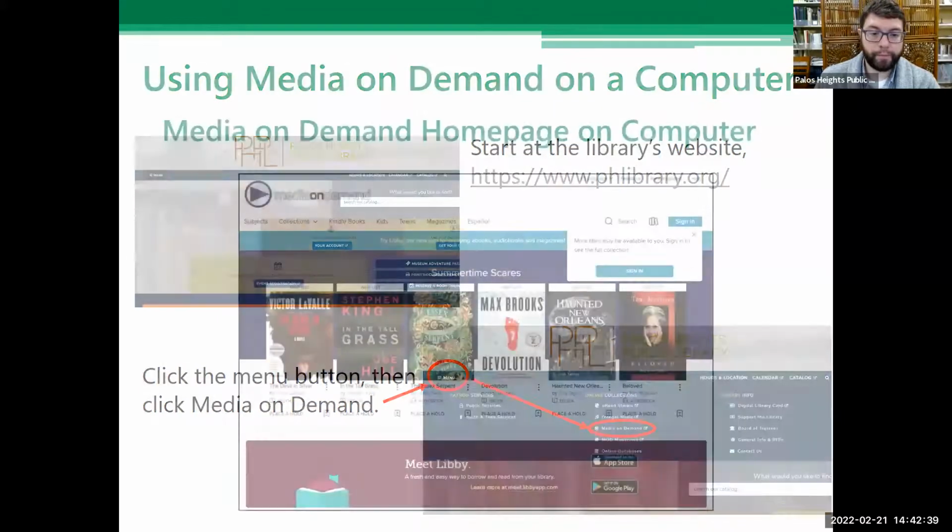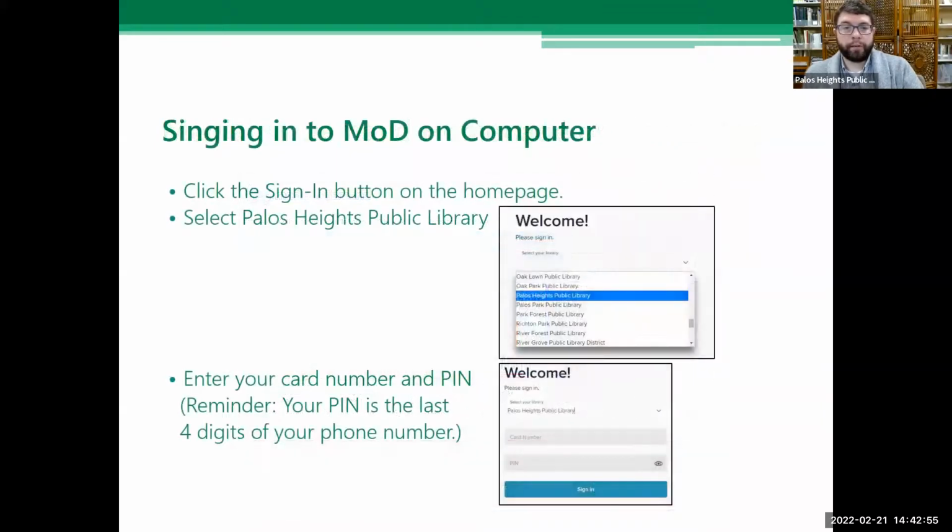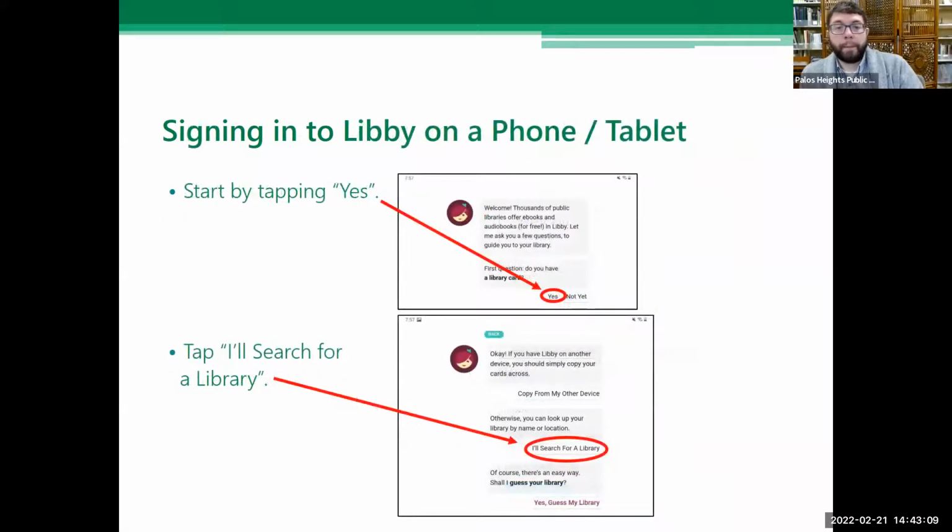And again, okay. So on a computer, once you click media on demand from our website, this is what you see. You'd click the sign in button over on the left-hand side. And once you do that, you select your library, and then you put in your card number and your PIN. And of course, again, the PIN is the last 4 digits of your phone number.